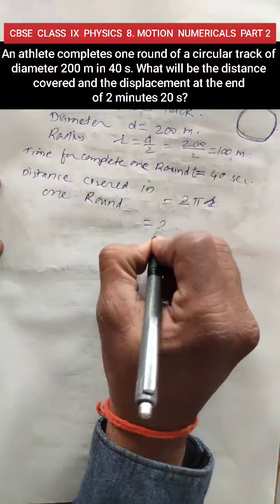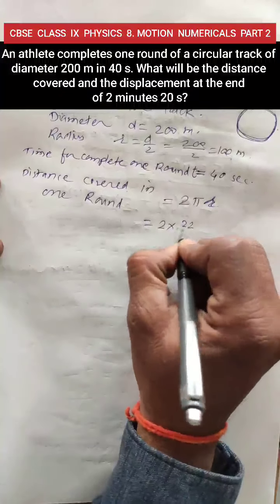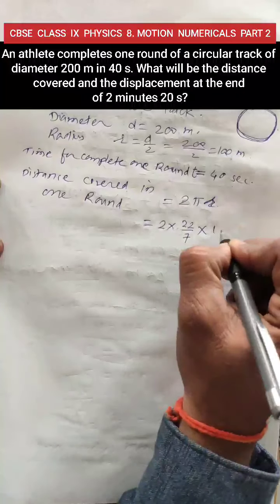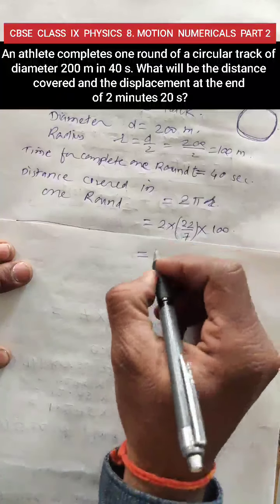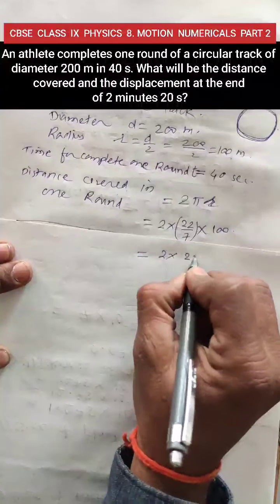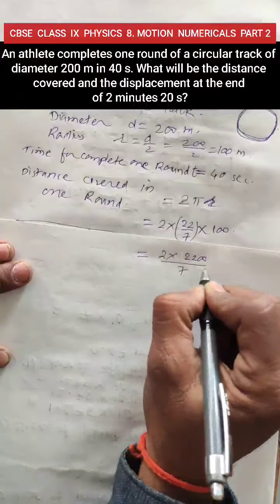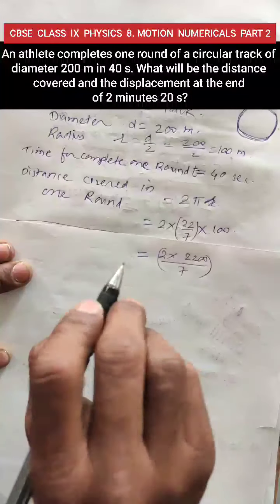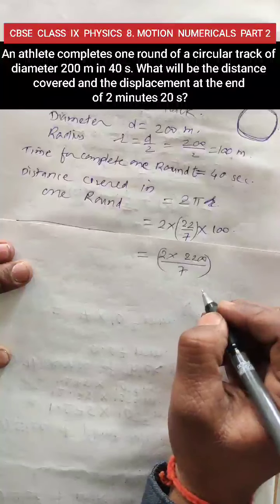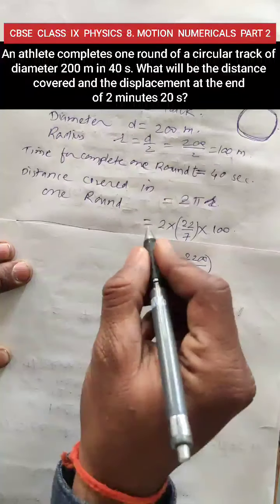After putting the values, 2 as it is, pi value is 22 by 7, and the radius we have to find out. So in the next part, here 2 into 2200 upon 7. So it is a distance.